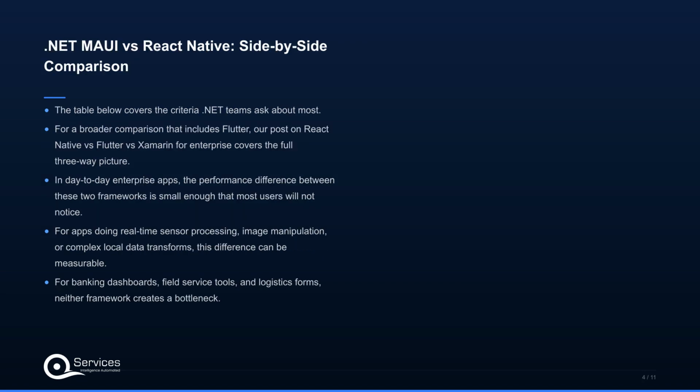Let's talk about .NET MAUI versus React Native, side-by-side comparison. The table below covers the criteria .NET teams ask about most. For a broader comparison that includes Flutter, our post on React Native versus Flutter versus Xamarin for Enterprise covers the full three-way picture. In day-to-day enterprise apps, the performance difference between these two frameworks is small enough that most users will not notice. MAUI has a concrete advantage in CPU-bound work that runs directly in C#, because that logic compiles to native code rather than executing in a JavaScript VM.